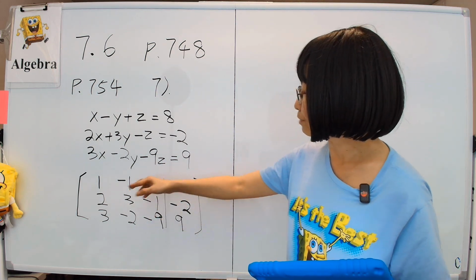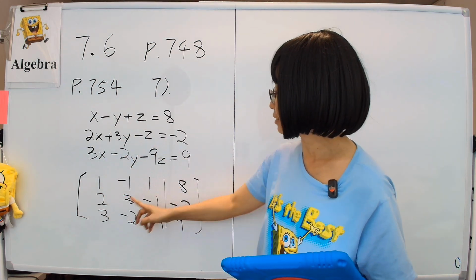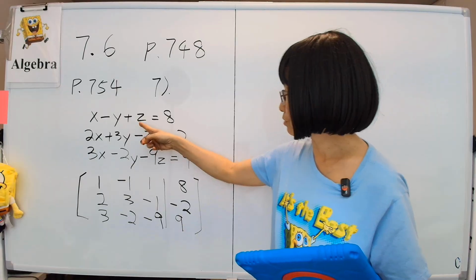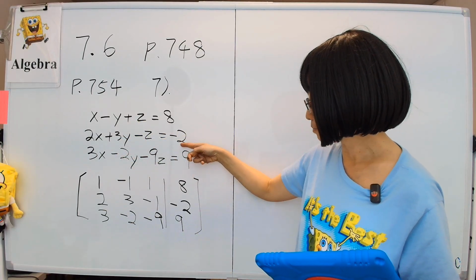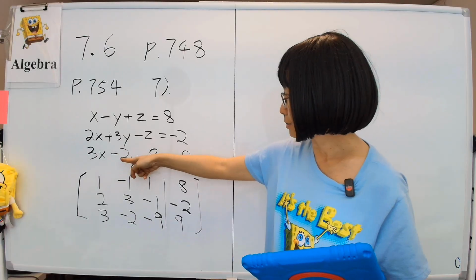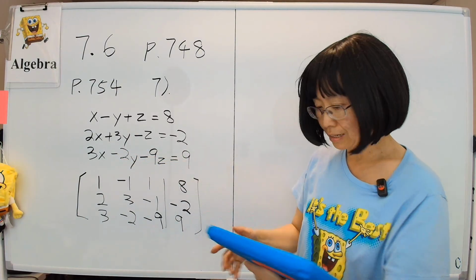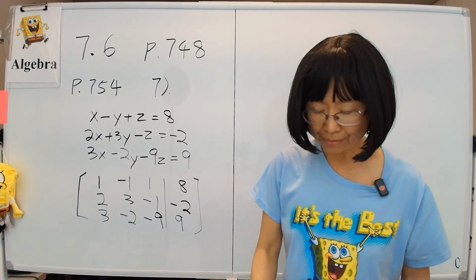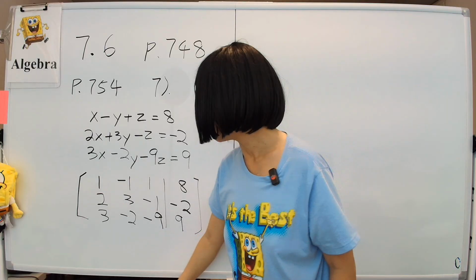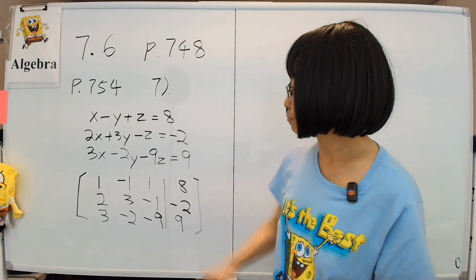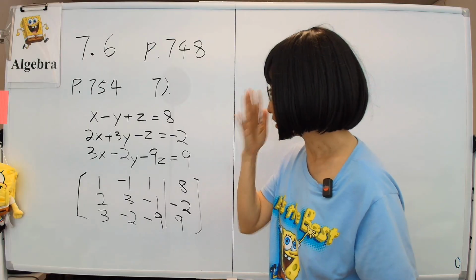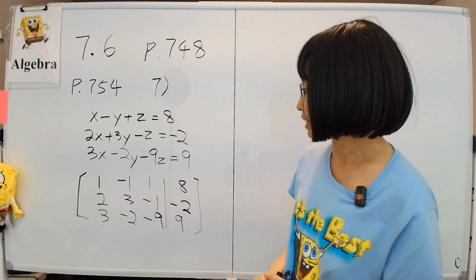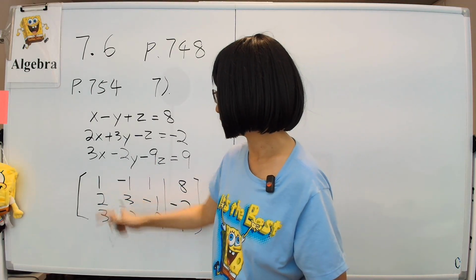So I write this down. Let me check to make sure that I got the numbers correct. 1, minus 1, 1 and 8. 2, 3, minus 1 and minus 2. 3, minus 2, minus 9 and 9. That looks okay. All right, so then now we have to do that thing. Again, we have a 1 here, so we don't have to work on it. And then we're going to knock this thing down, okay?